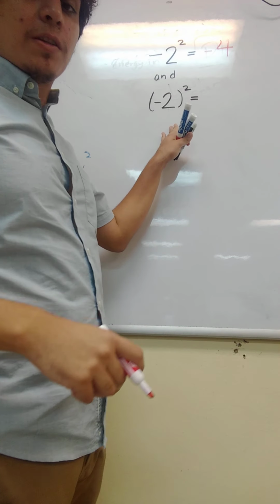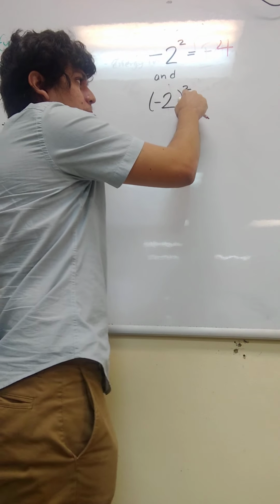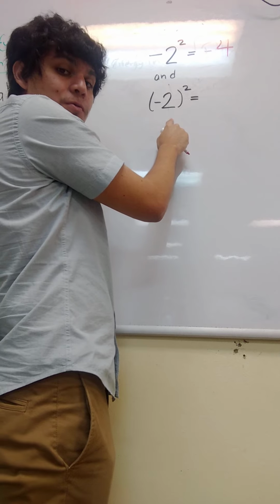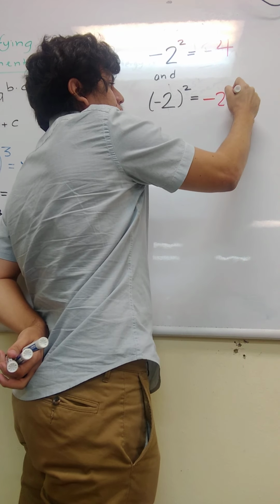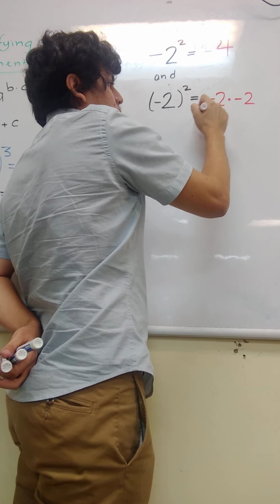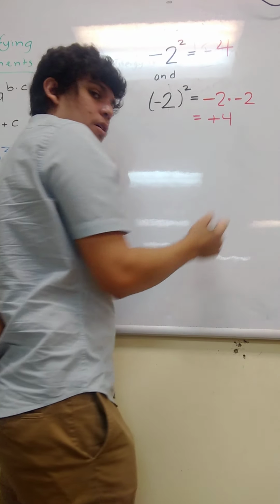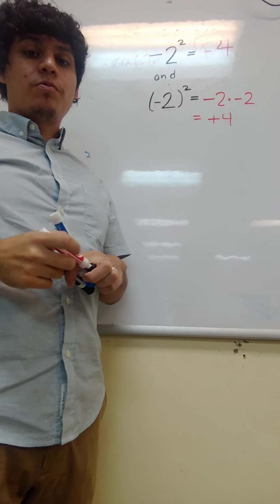But here, it's a completely different animal. What is the 2 squared? That's right, the -2. So then this becomes -2 times -2, which the answer is +4. So the parentheses in a particular problem will change everything.